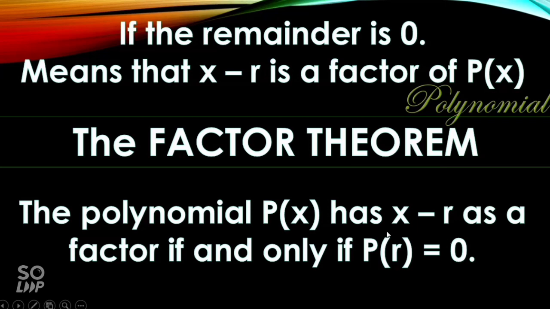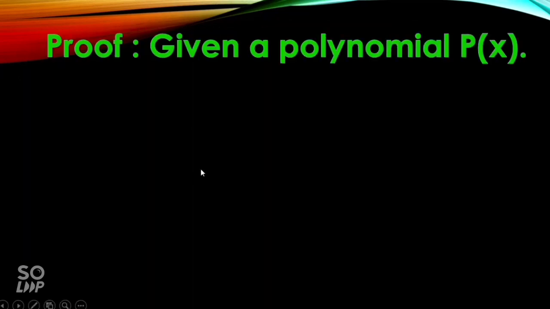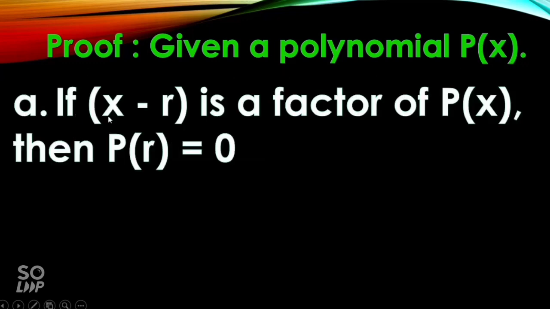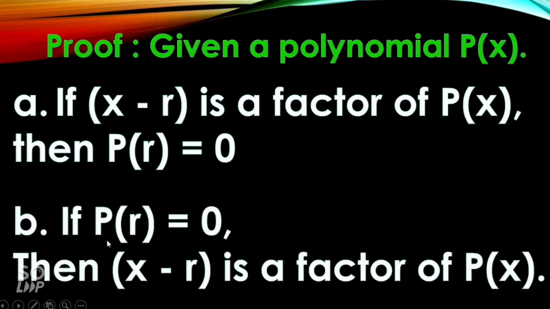Then, may binigay na proof which is, the proof is, given a polynomial p of x, if x minus r is a factor of p of x, then p of r equals 0. Okay, ganun lang yon, which is, kapag yung factor na binigay na x minus r ay factor ng p of x, ang maging result is 0. Kapag hindi 0 yung result, ibig sabihin, hindi factor ng polynomial.